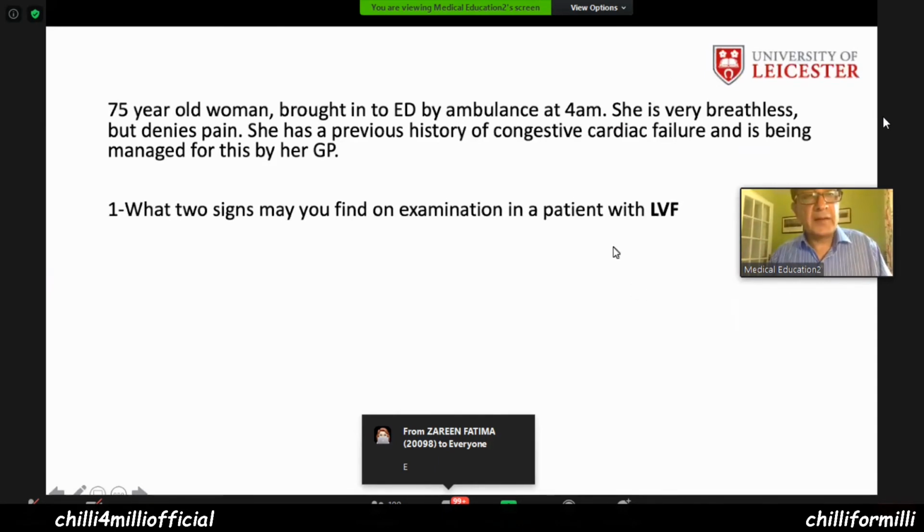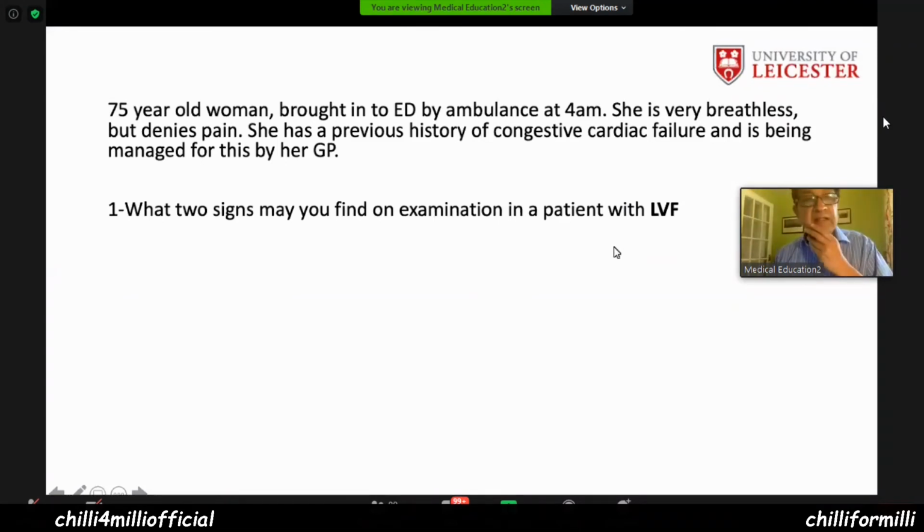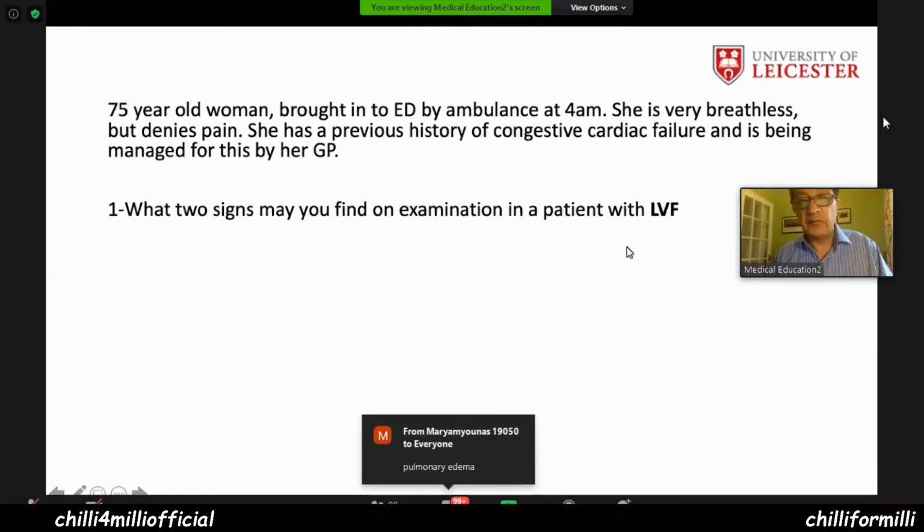A 75-year-old woman is brought to the ED by ambulance at 4 a.m. She is very breathless but denies pain. She has a previous history of CCF and is being managed by her GP. What two signs may you find on examination in LVF?